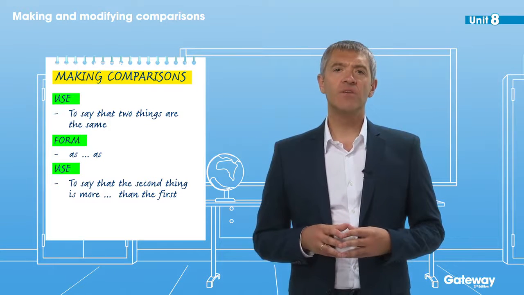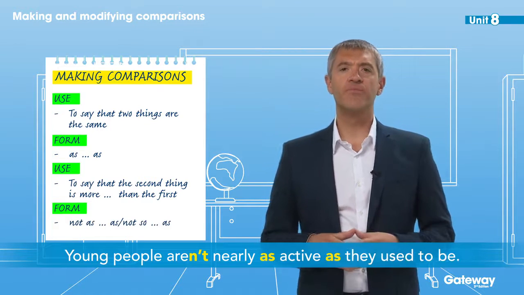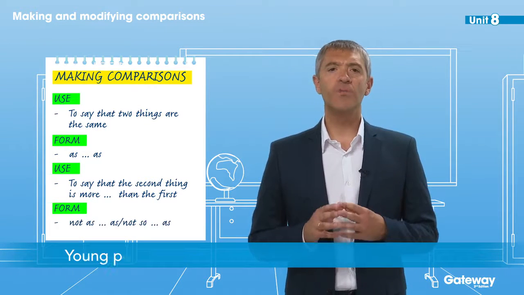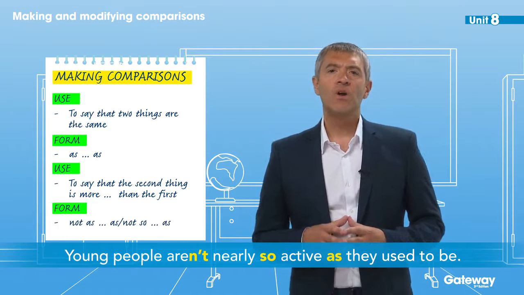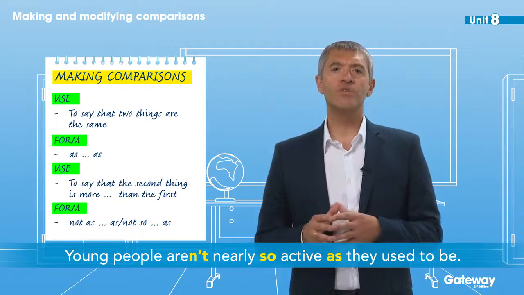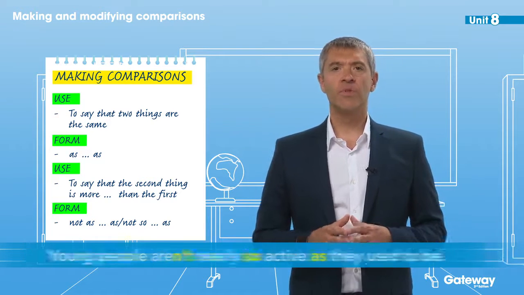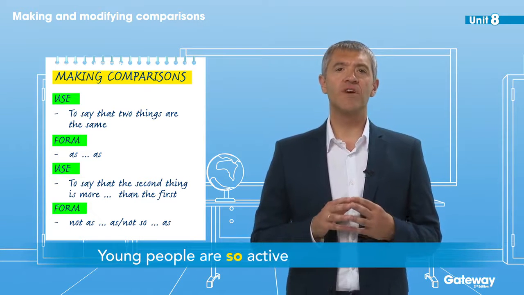So we can say, young people aren't nearly as active as they used to be. Or, young people aren't nearly so active as they used to be. Notice that we can use so with not, but we can't use it with the affirmative. So we can't say, young people are so active as they used to be.